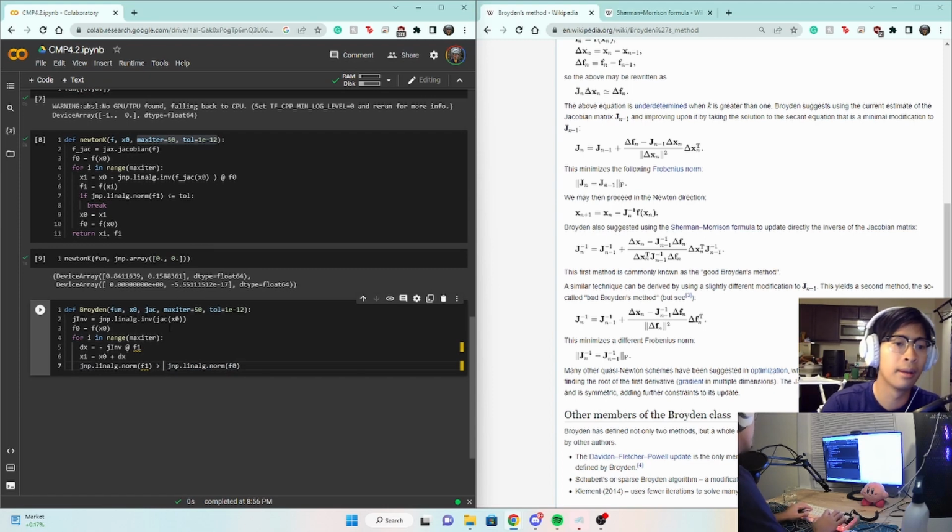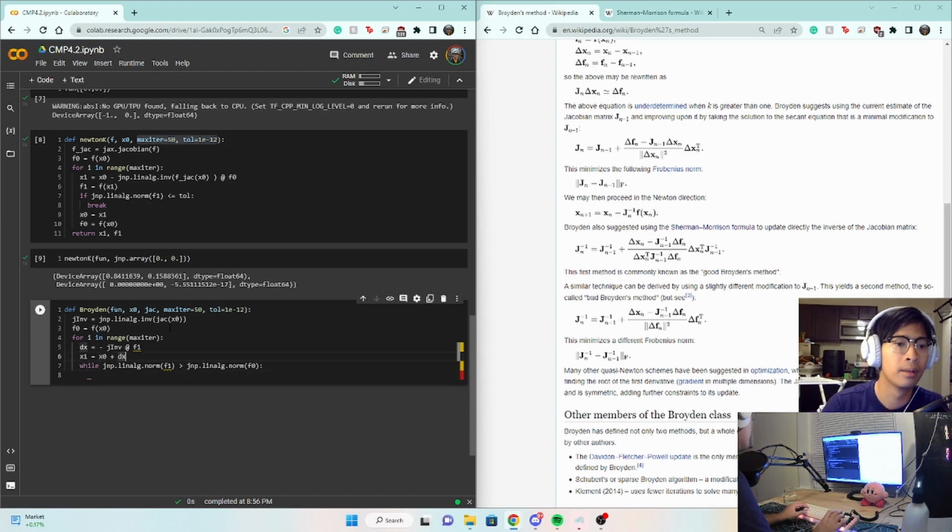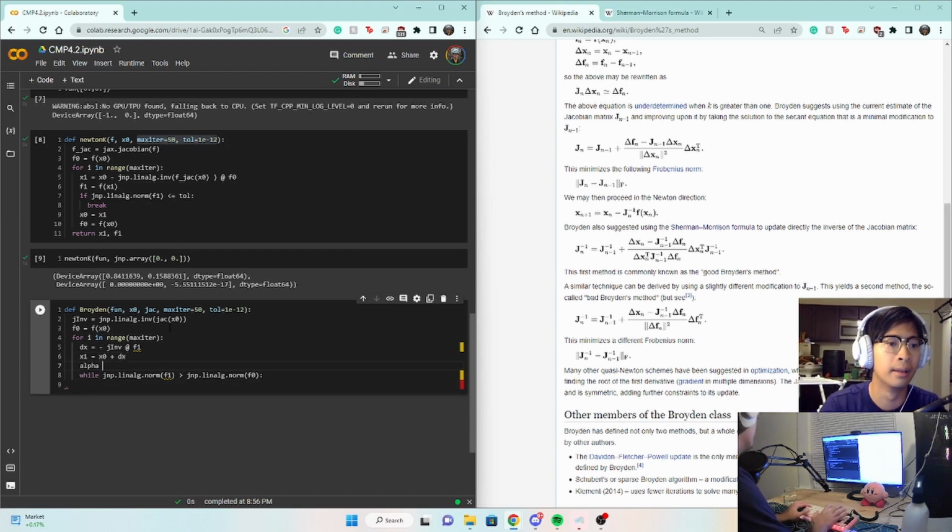So instead, I'd like to do the opposite. So I'm saying while we're not making good progress, okay? While we're not making good progress, I would like to do the following. I would like to define some constant alpha. It'll be initially equal to 1, okay? And this is our step. This is the idea of step control.